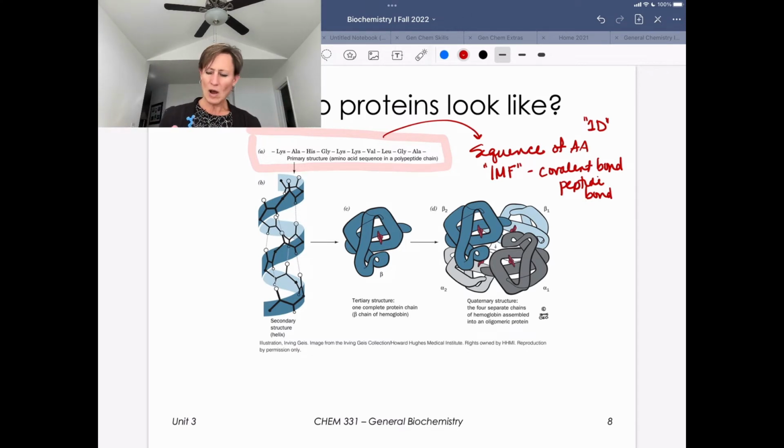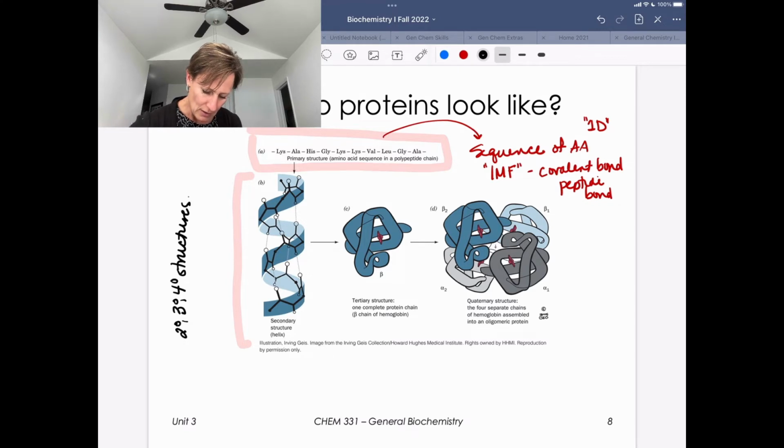Okay, so highlighting here, when we talk about secondary, tertiary, and quaternary structure, I don't know why I keep saying quaternary first. These all represent three-dimensional structures. So I'm going to highlight here that secondary, tertiary, and quaternary structures are all three-dimensional structures. So what is different is what is interacting.